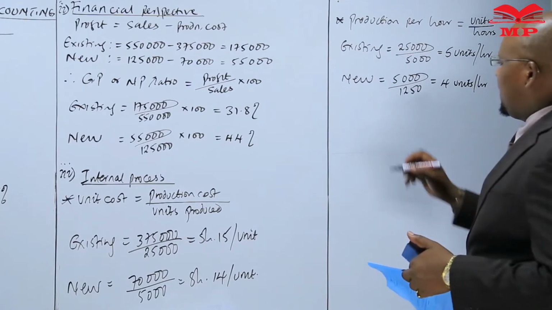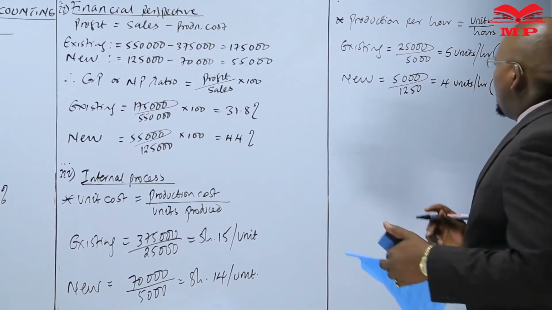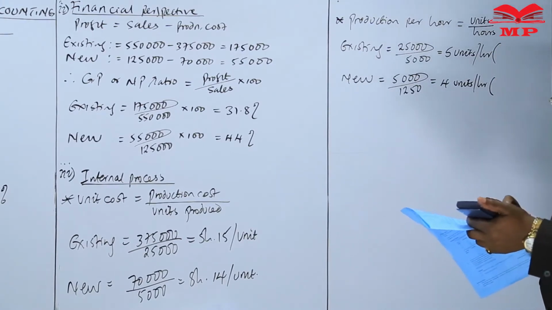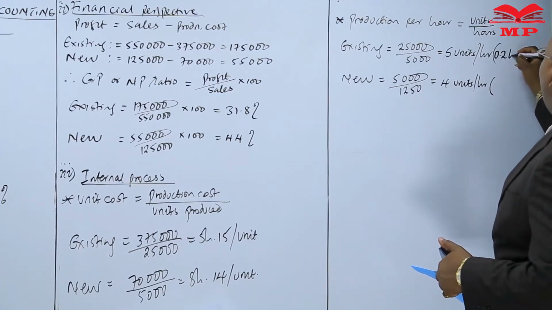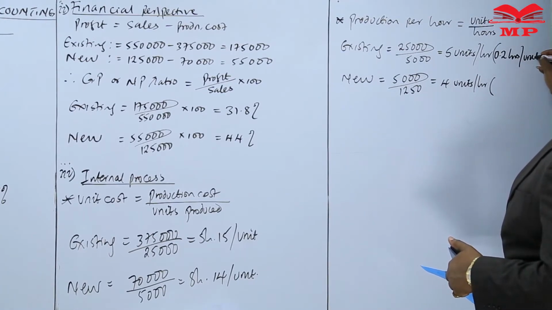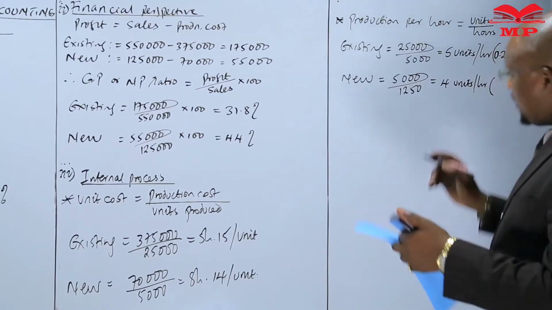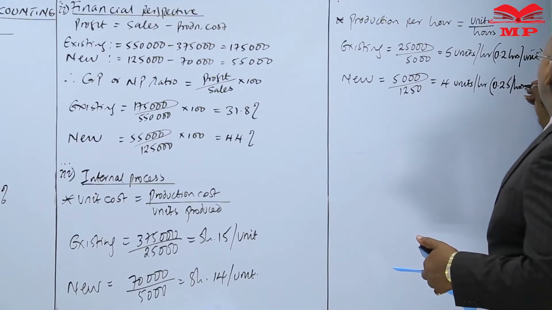Now this is like saying, should you take the inverse of this? Inverse of 5 is 1/5, which is 0.2. This is 0.2 hours per unit. The inverse of this, 1/4, is 0.25 hours per unit.